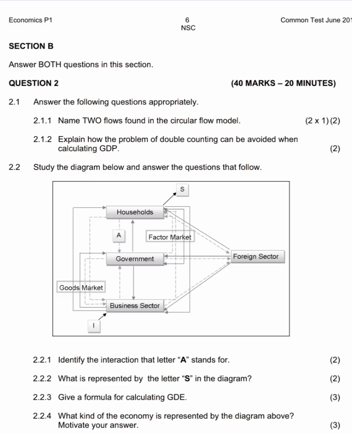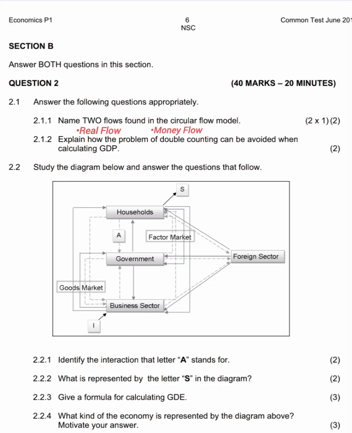So question 2 has 40 marks and it's for 20 minutes. So guys, let's start. Answer the following questions appropriately. 2.1.1. Name two flows found in the circular flow. So we know that in our circular flow we have two flows, which is real flow and money flow.